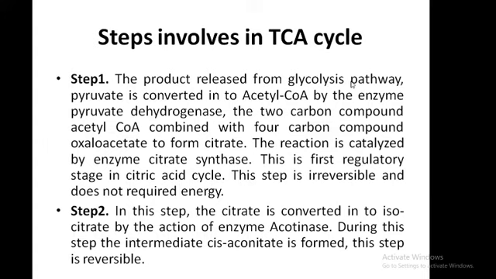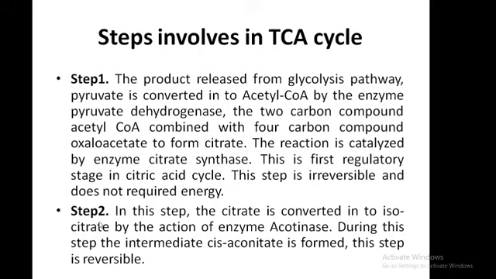Steps involved in the TCA cycle or tricarboxylic acid cycle. Step number 1. The product released from the glycolysis pathway, pyruvate, is converted into acetyl-CoA by the enzyme pyruvate dehydrogenase. The 2 carbon compound acetyl-CoA combines with a 4 carbon compound oxaloacetate to form citrate. The reaction is catalyzed by the enzyme citrate synthase. This is the first regulatory stage in the citric acid cycle. This step is irreversible and does not require energy.